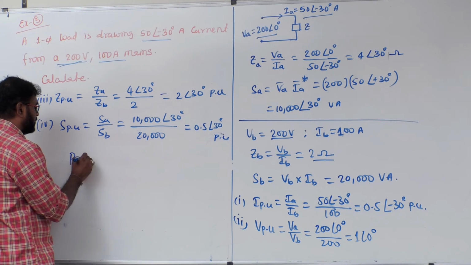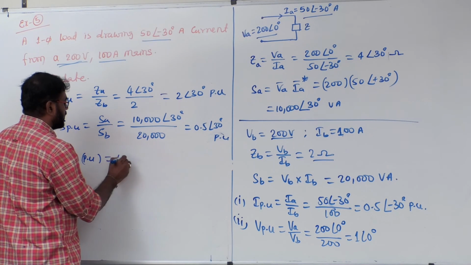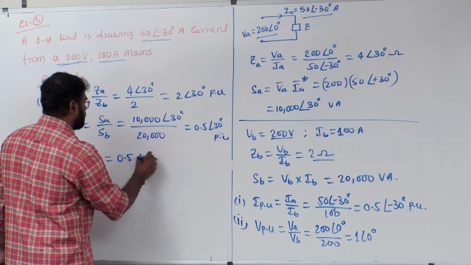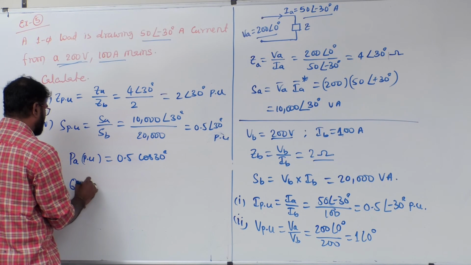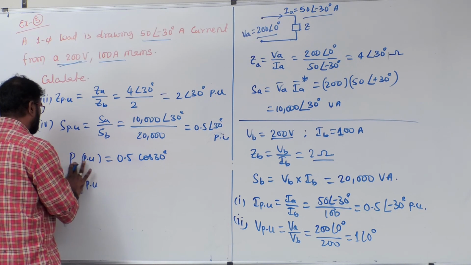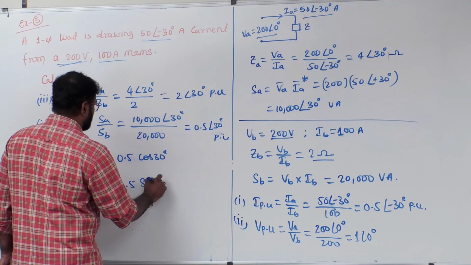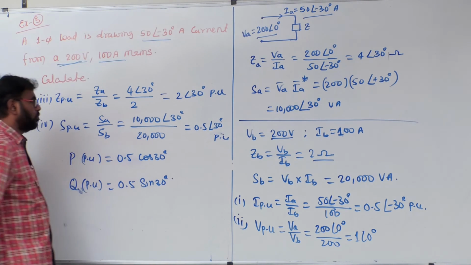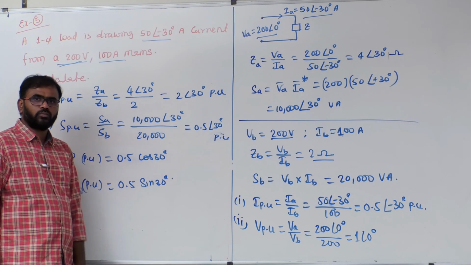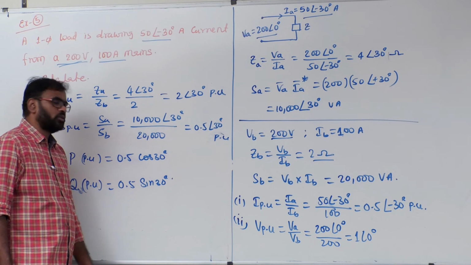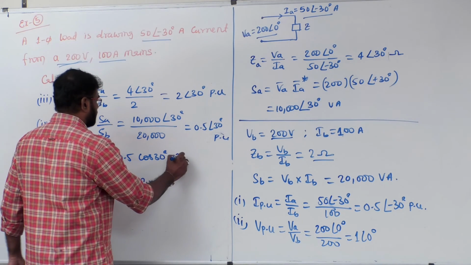In this, the real part is active power per unit, the imaginary part is reactive power per unit. What is P per unit? 0.5 cos 30. What is Q per unit? 0.5 sin 30. Clear? 0.5 cos 30, 0.5 sin 30. Cos 30 is root 3 by 2. Sin 30 is 1 by 2. You can substitute and get the final answer, sir.